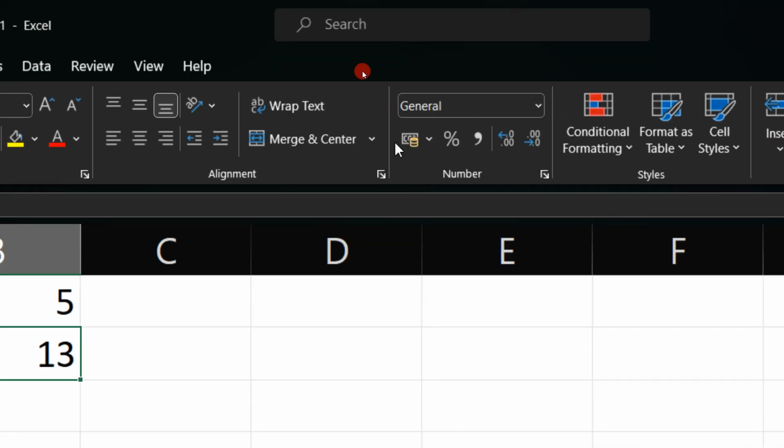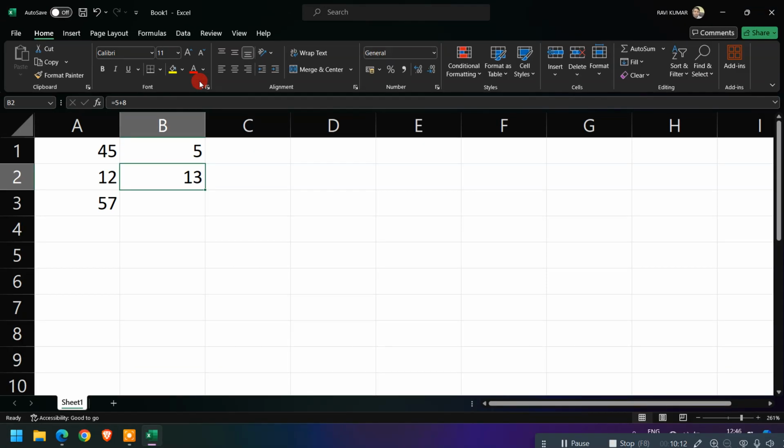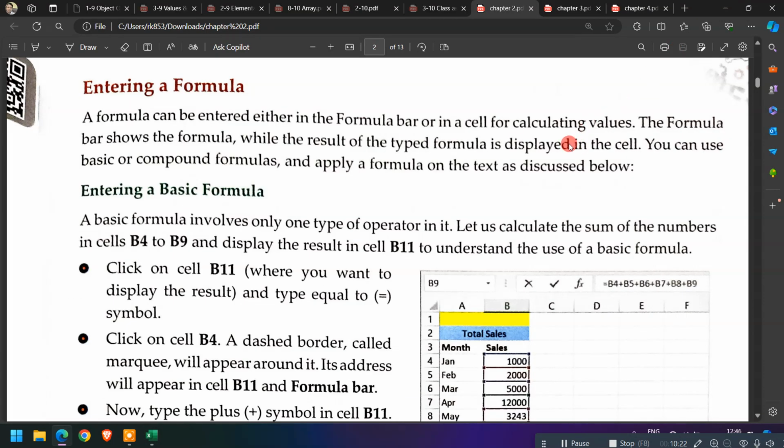So from this you can put the formula by using your cell address, or inside your cell, or inside the formula bar. Next, the formula bar shows the formula while the result of the typed formula is displayed in the cell. You can use basic or compound formulas and apply a formula on text as discussed below.